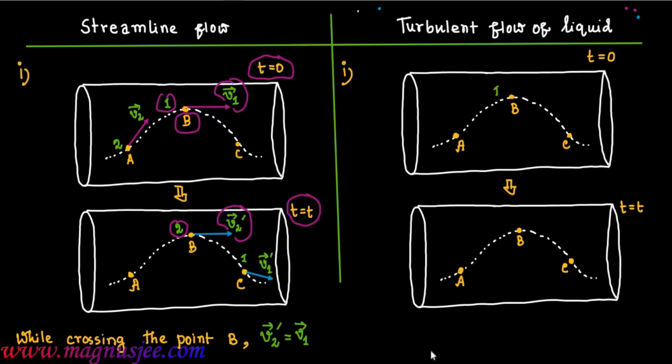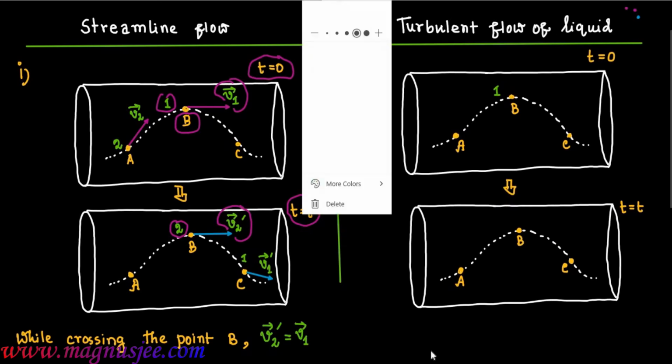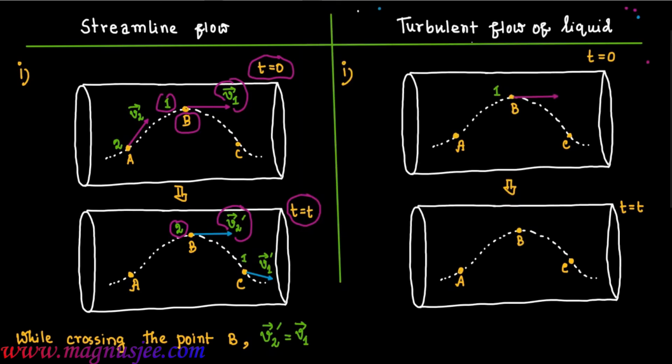Similarly, on the right hand side for turbulent flow, liquid particle 1 at the point B has the velocity vector v1 at instant t equal to 0, and at the same instant particle 2 was at the point A moving with the velocity vector v2. After some time at instant t equal to t second, particle 1 reaches the point C and has the velocity vector v1 prime, and particle 2 will reach the point B. Particle 2 at the point B at instant t equal to t second will have the velocity vector v2 prime.